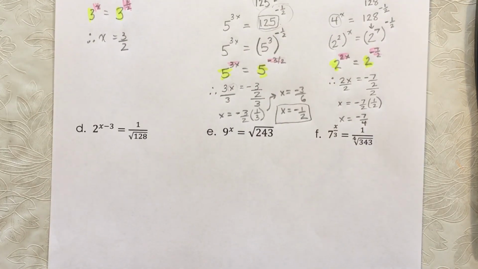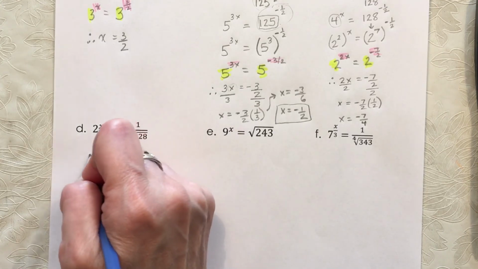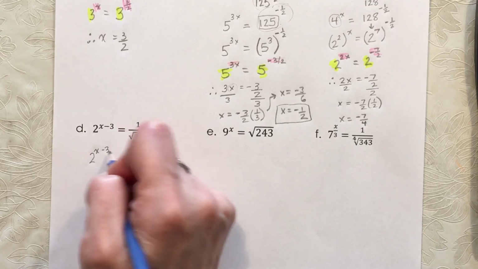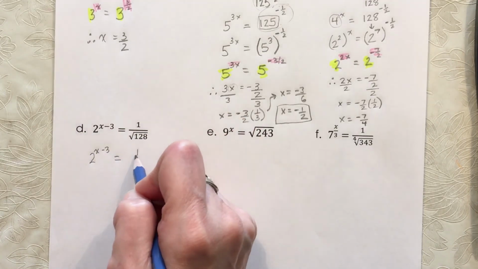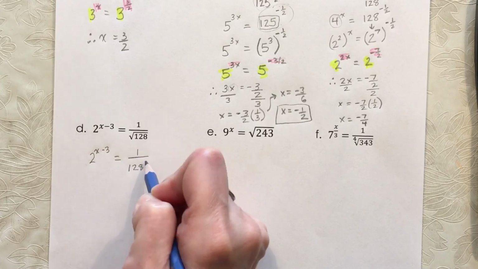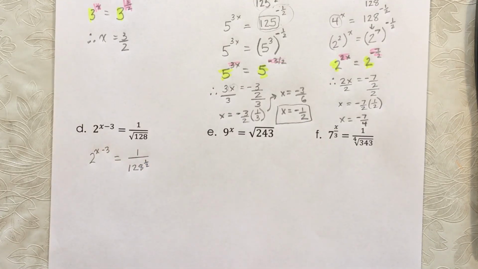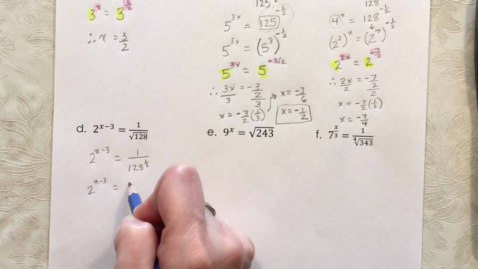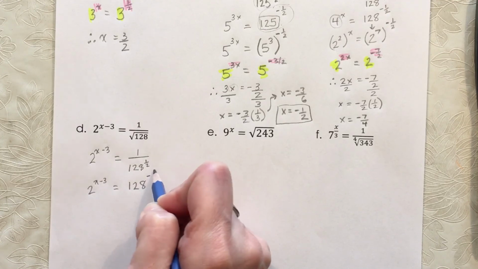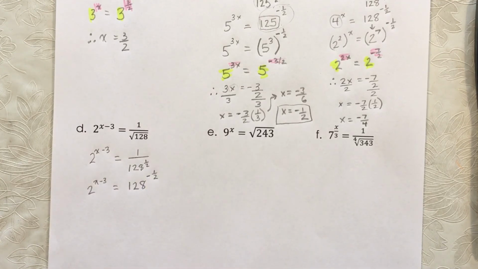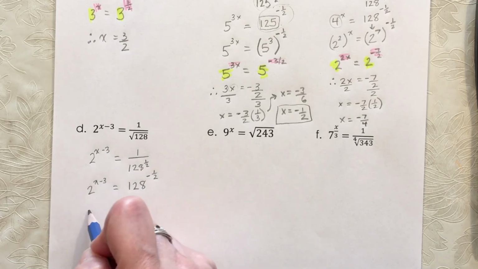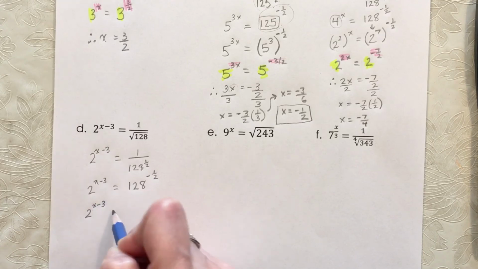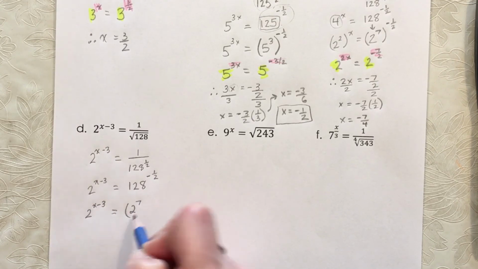All right, D, 2 to the power of x minus 3 is equal to 1 over the square root of 128. So 2 to the power of x minus 3 is equal to 1 over 128 to the 1/2, in exponential form. Now I want to bring the 128 up to the numerator, so the exponent will become negative. Now I want to get the same base on both sides. And in C, we previously just realized that 128 is the same as 2 to the 7th.